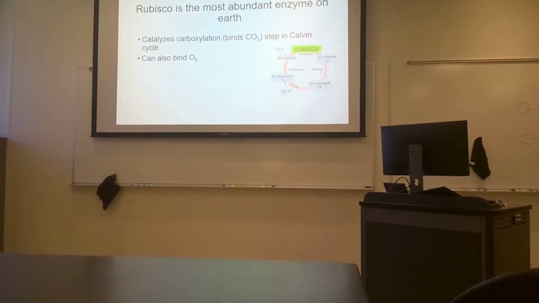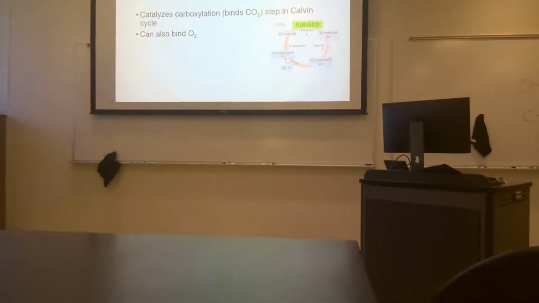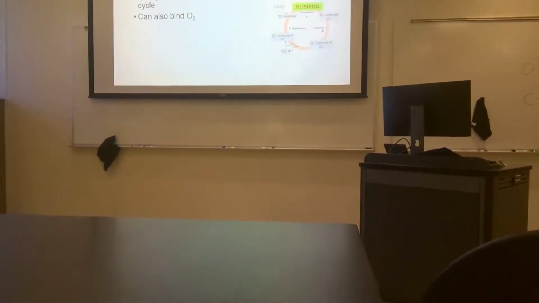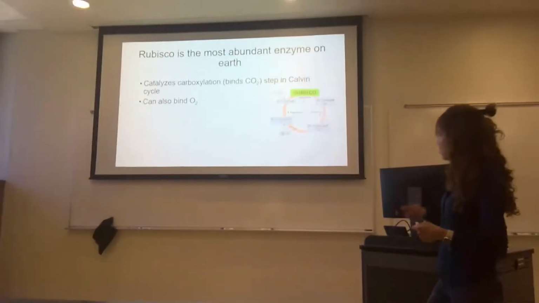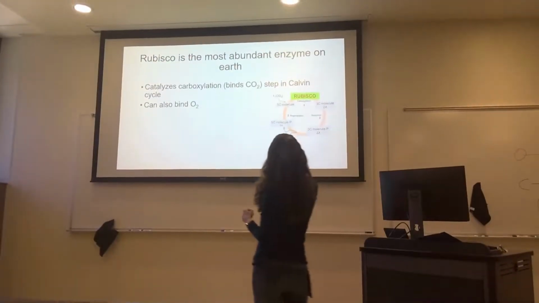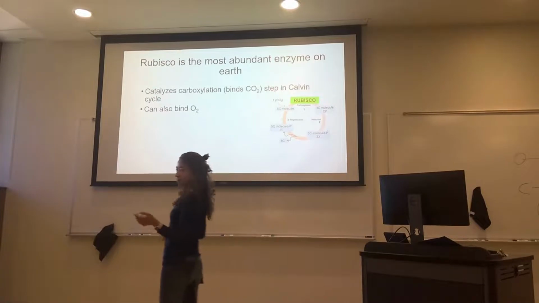So rubisco is the most abundant enzyme on Earth. It catalyzes the carboxylation, right? We talked about this carboxylation in the Calvin cycle. So you have the 5-carbon molecule, you add the CO2.